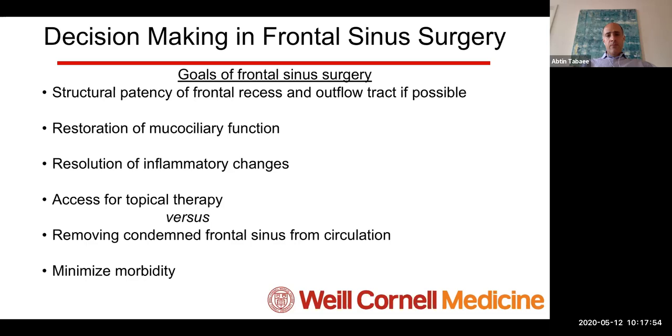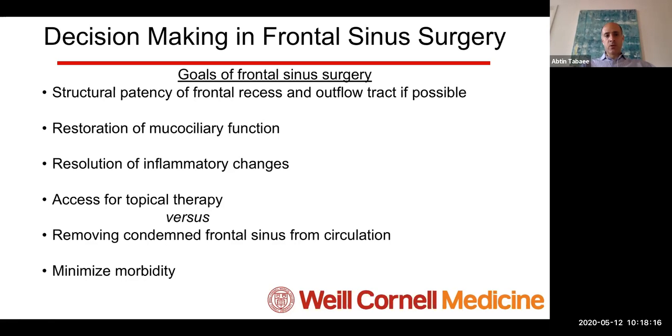So for the most part, our goal when we do frontal sinus surgery is to achieve patency of the recess. There are surgical techniques that are aiming for the opposite, to close off the recess and take the frontal sinus out of circulation. But for the most part, what we're trying to achieve is structural patency. And that's a technical goal. It's carpentry, if you will.